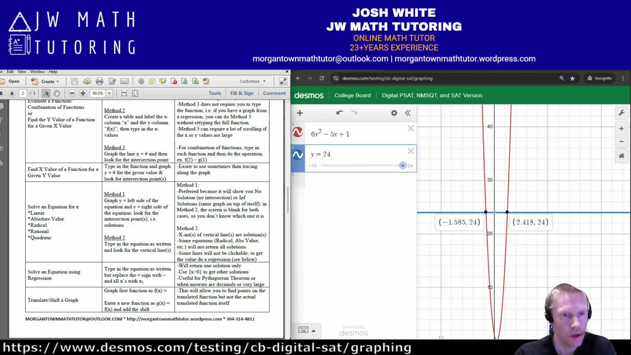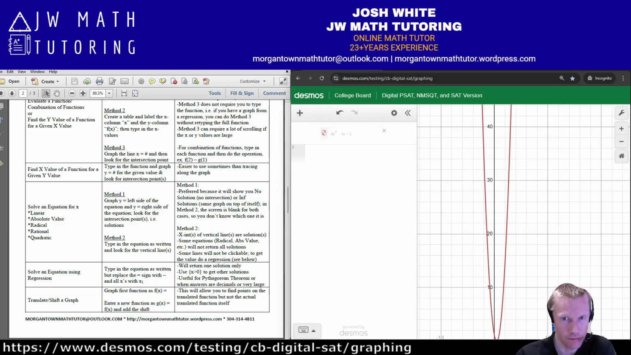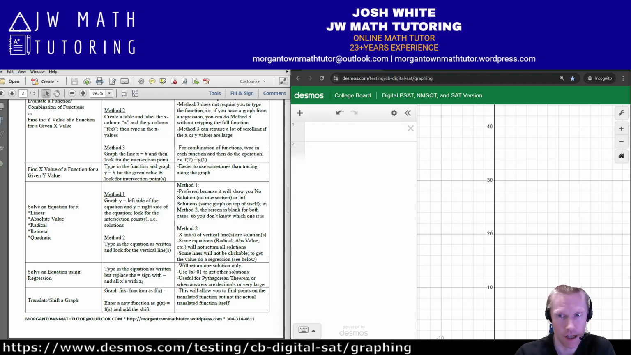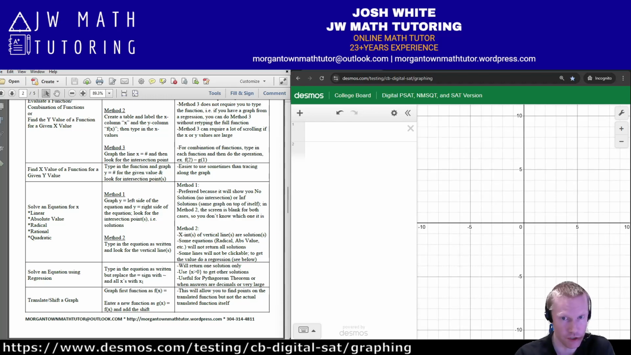I would say the simplest method to do this, and this is method 2 I'm talking about first, would be to just type in the entire equation that you're given, and then you look for the vertical line or lines, and those are going to be your solutions. All right, so I'll just show you a brief example here.